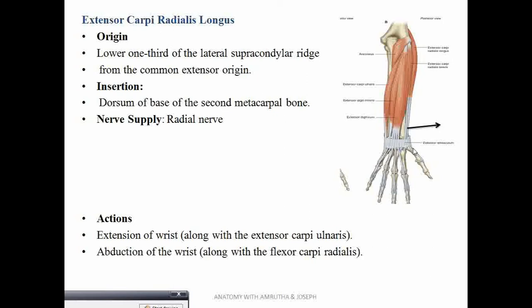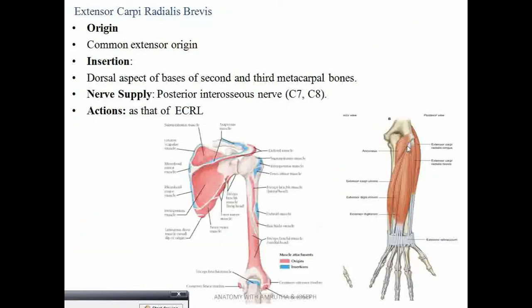Abduction of the wrist along with flexor carpi radialis. Flexor carpi radialis is a muscle of the anterior compartment. When both of them act together, that is flexor carpi radialis and extensor carpi radialis longus, flexion and extension are nullified. Then the resulting action will be abduction of the wrist.